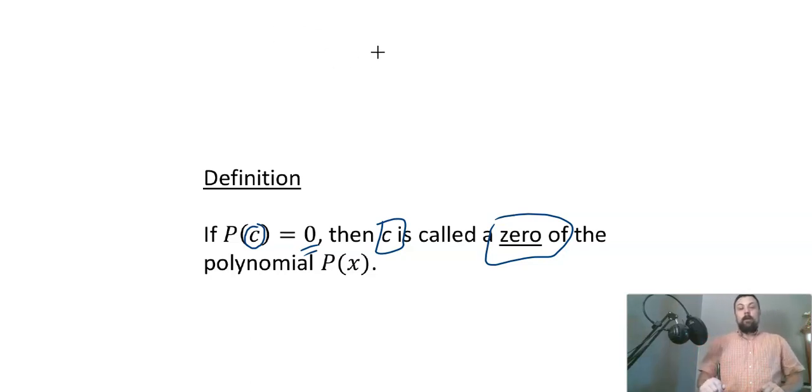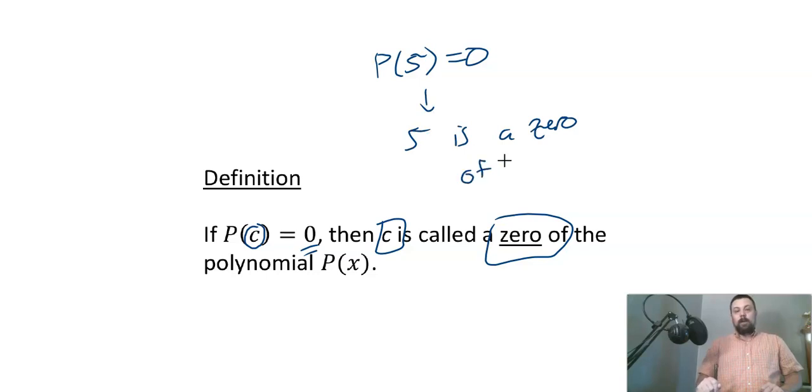So if p of 5 is equal to 0, then what I would say is 5 is a 0 of that polynomial p of x. Now, oftentimes I won't say "of this polynomial." I'll just say 5 is a 0, and it's implied that I'm referring to the polynomial in the problem that it's a 0 of. So we have to be specific. It's a 0 of what? And what that means is 5 makes the polynomial equal 0 when I plug it in. That's all 0 means. It's what it does when it gets plugged into the polynomial.